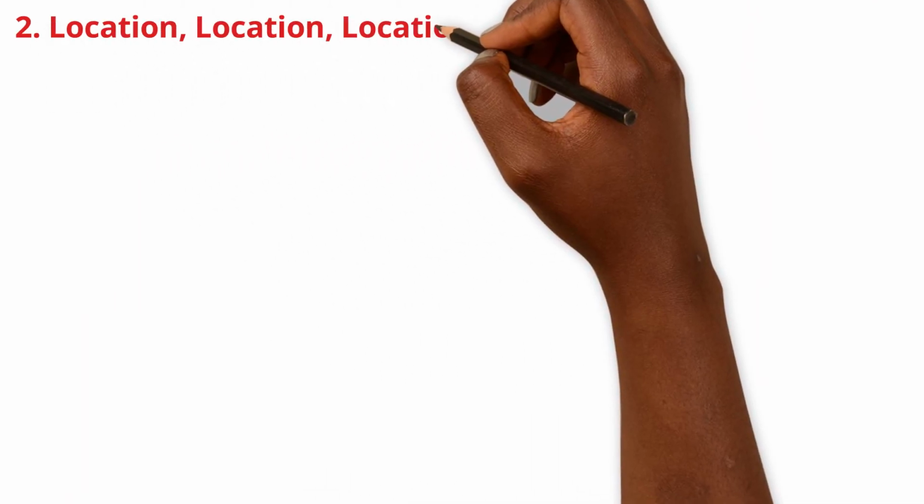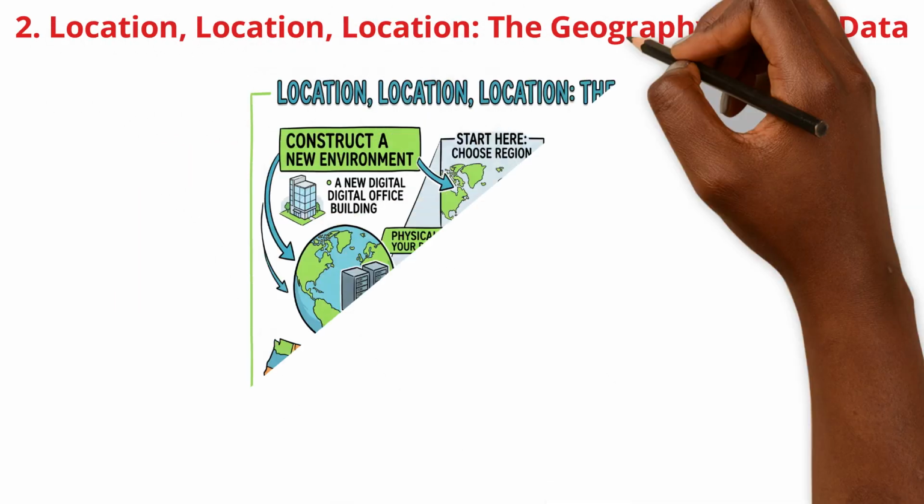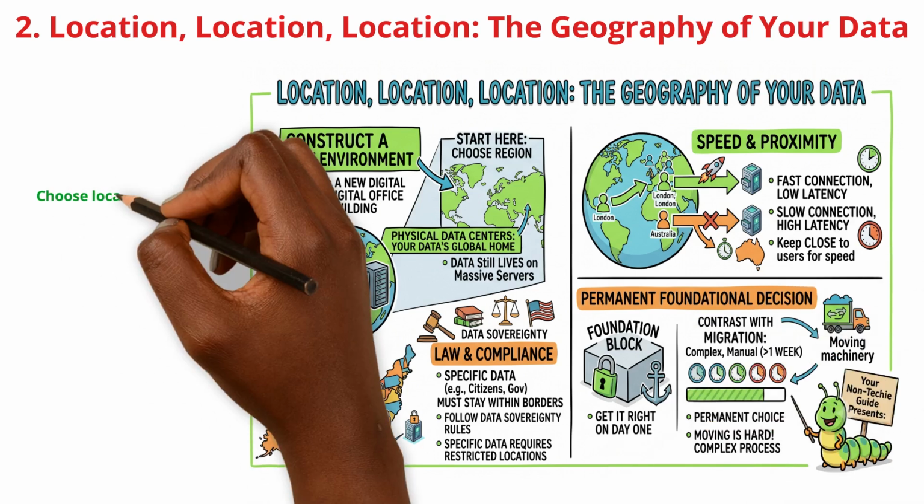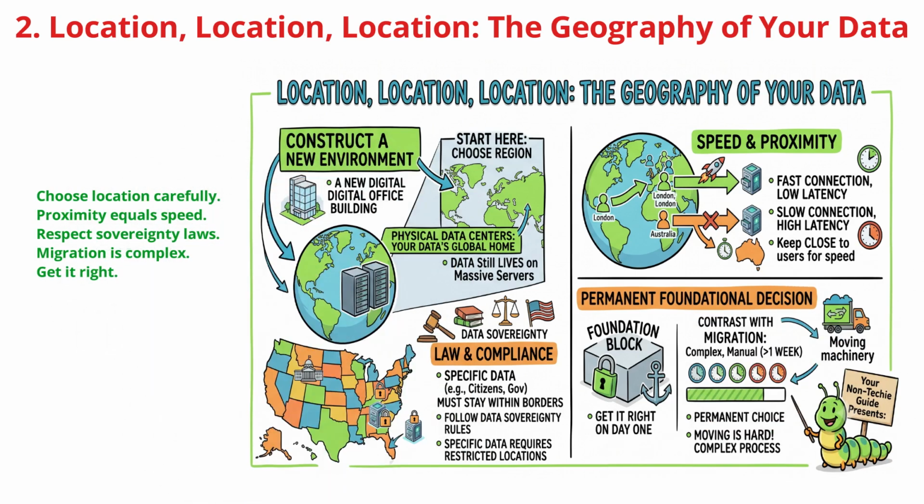When you construct a new digital workspace for your business, its physical location in the real world is a critical first decision. You must consider two main factors: speed and the law. Keeping your data close to your users minimizes lag and ensures fast access. Simultaneously, you must comply with data sovereignty laws that dictate where specific information can be legally stored. Choose wisely on day one, because moving it later is a massive, complicated headache.